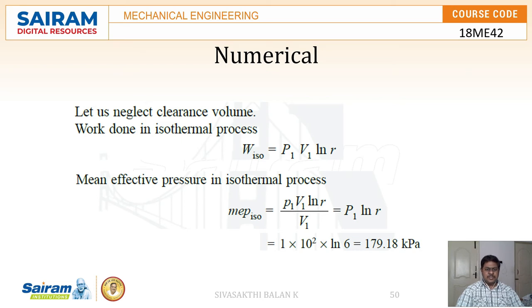If the clearance volume is negligible, then V1 is equal to the total volume of the cylinder. There is no clearance volume here. V1 is equal to the swept volume as well as the total volume. The work done for the isothermal process is expressed as P1 V1 into ln of P2 by P1, or ln of R, the compression ratio.